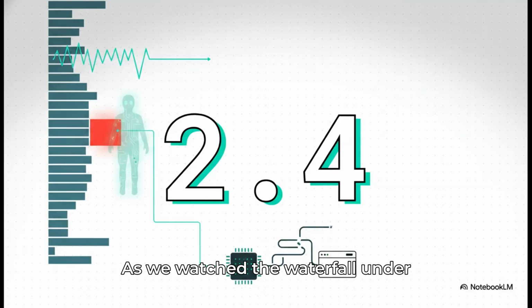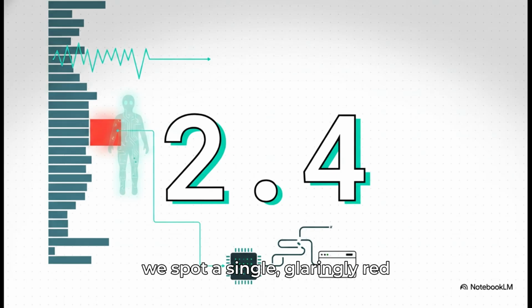As we watch the waterfall under that slow 3G throttling, we spot a single, glaringly red highlighted block. A completely silent third-party analytics script was sitting right smack in the middle of our critical rendering path, adding exactly 2.4 seconds of blocking time. The server was fast, the user's connection was actually fine, but this one little misconfigured script was halting the entire page load for 2.4 seconds before letting any content render. We found the ghost in the machine.